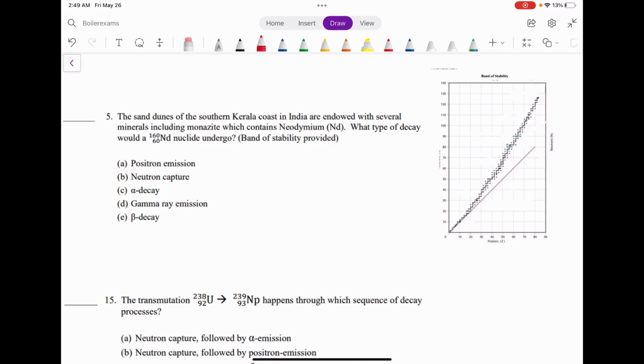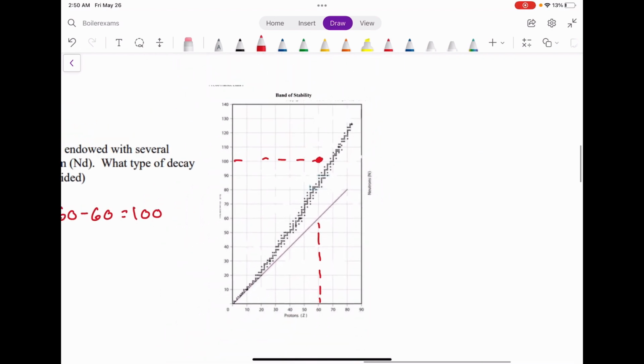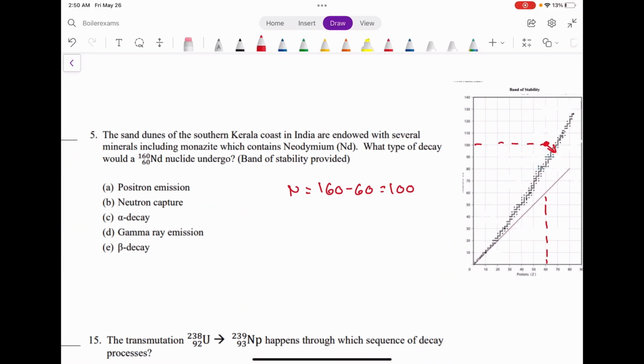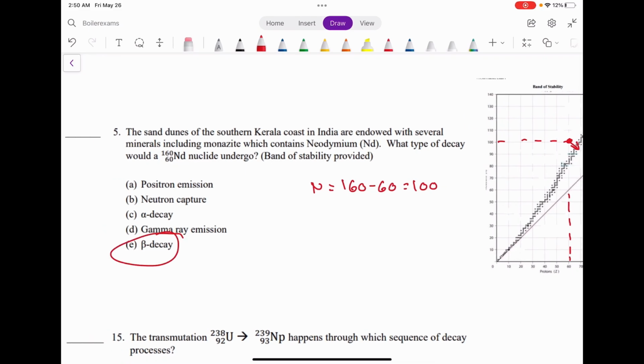Okay, so let's just plot this and see where it lands. We know neutrons is just 160 minus 60, so 100. So we've got 60 protons and 100 neutrons. We're right there. And we know we're going to approach that band of stability, and that is beta decay. Oh, okay. So if we just look at our answer choices here, beta decay.